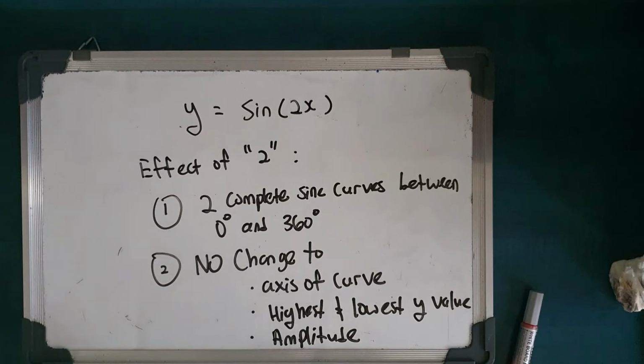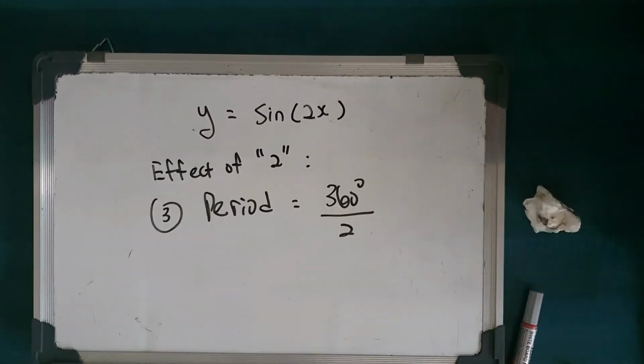There is no change to the highest and lowest y value. It is still 1 and negative 1. And there is no change to the amplitude. The amplitude remains 1. And lastly, the period will be 360 over 2, which is 180 degrees.